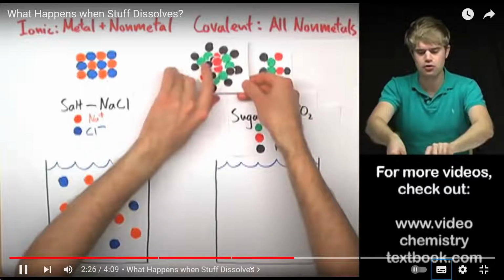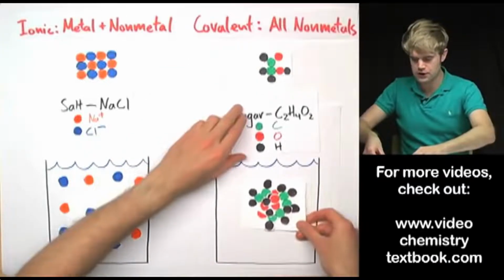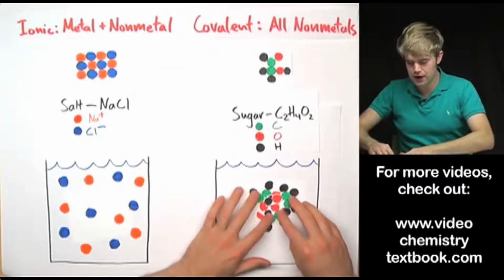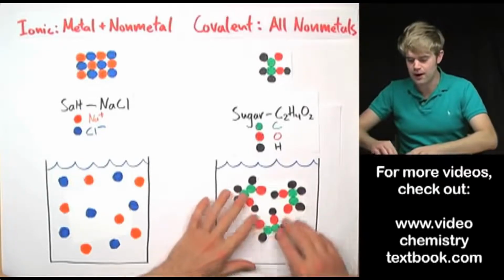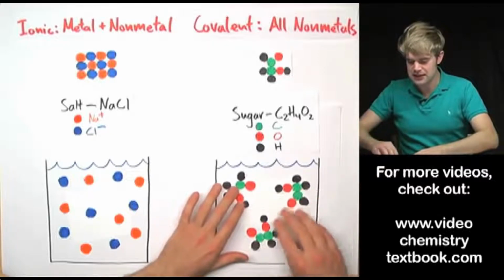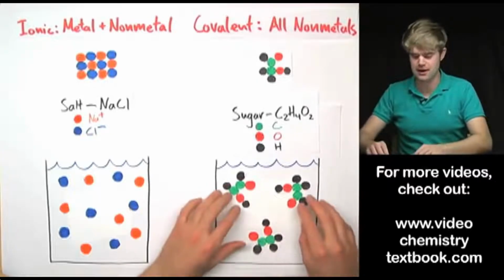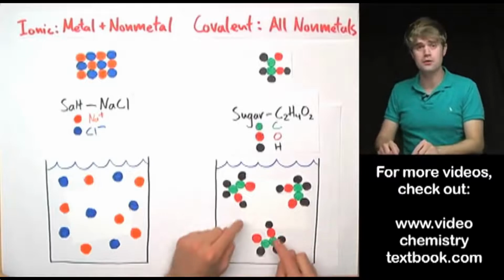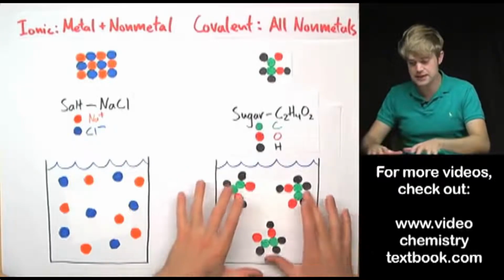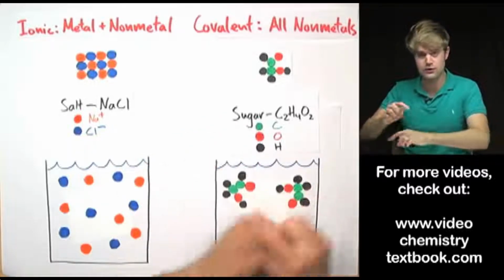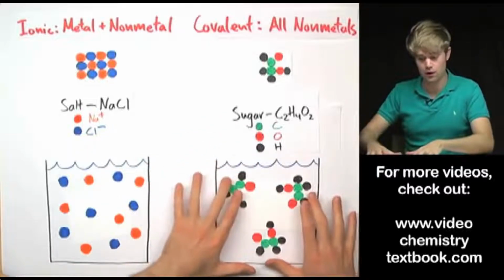Take our sugar. Here's our grain of sugar. It goes in the water, we stir it around, and the grain of sugar is going to break up like we saw the grain of salt break up, but it's going to break up in a different way. It's going to break up into the individual molecules that made it up. But these molecules are not going to break up into the individual atoms. They're going to stay as molecules, and those molecules are going to start floating around in the water.